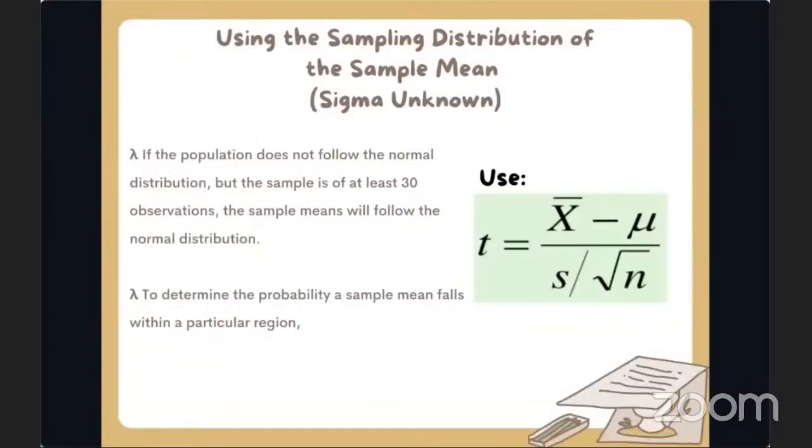Using the sampling distribution of the sample mean, as we know sigma. This is the second example. The population does not follow the normal distribution, but the sample is of at least 30 observations. The sample means will follow the normal distribution. And to determine the probability a sample mean falls within a particular region, we use this formula.